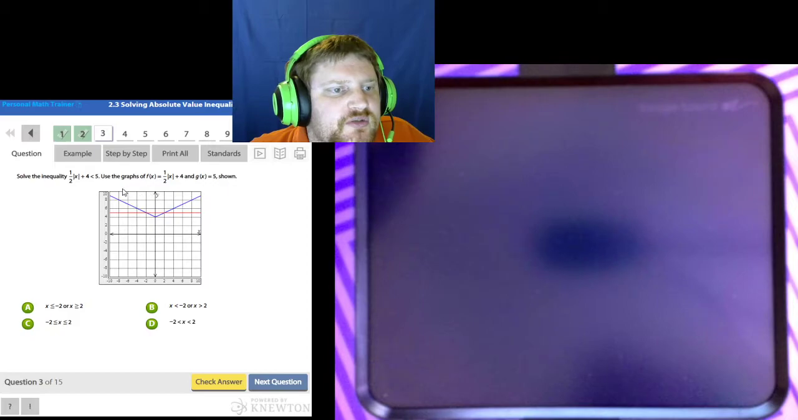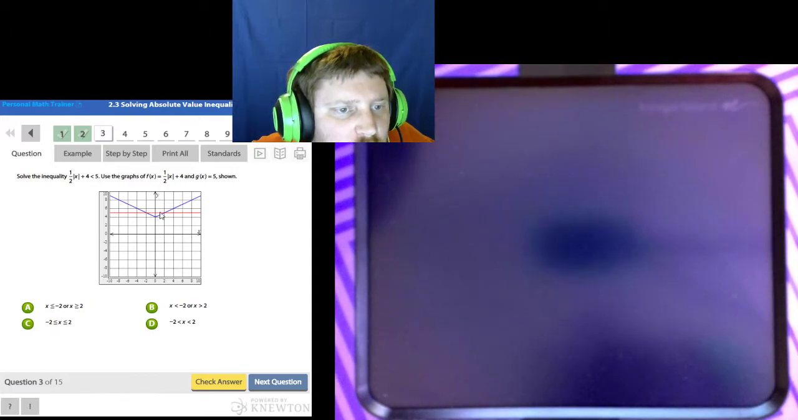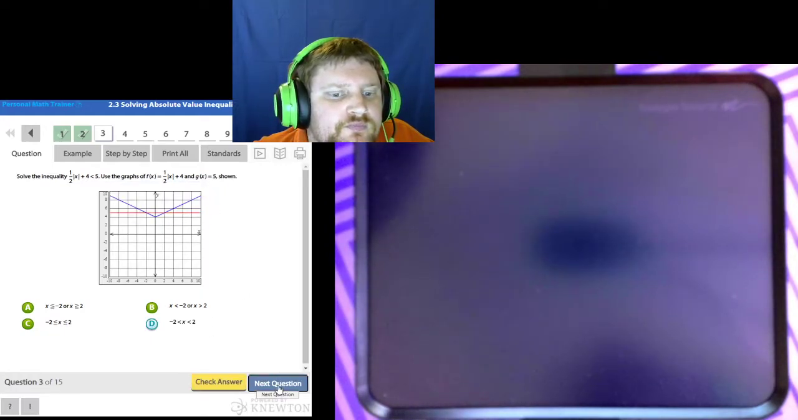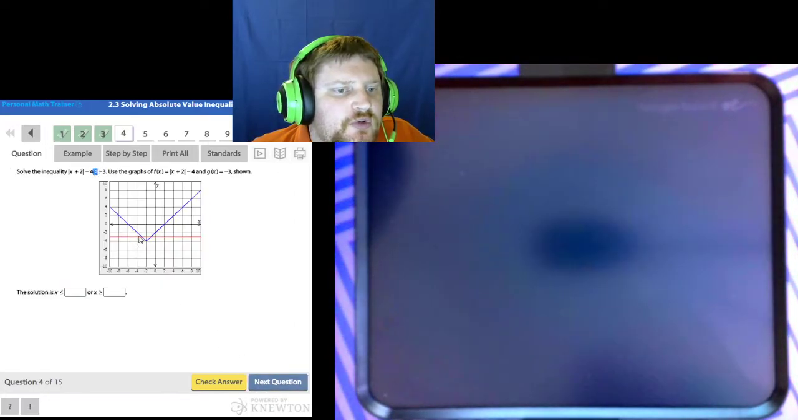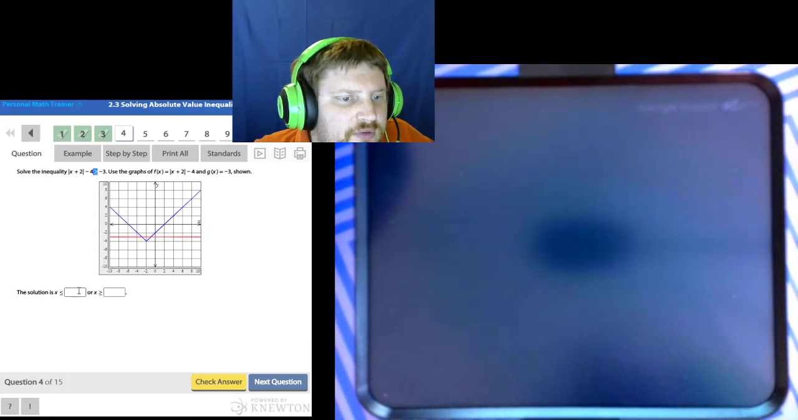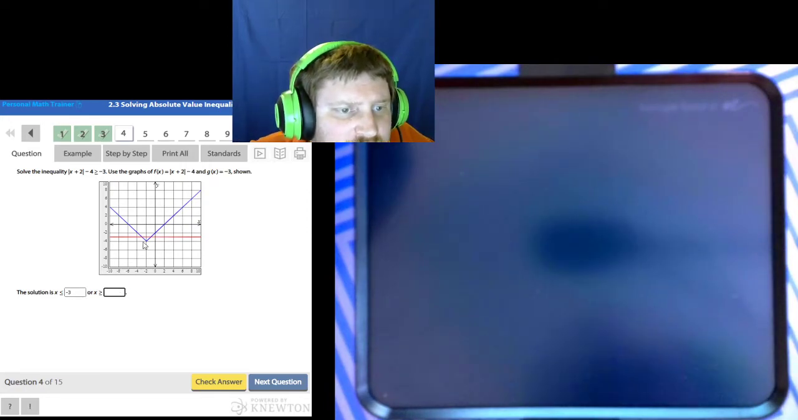Solve this inequality using these graphs, where the absolute value of x is less than 5. So we're looking for where they cross, and we're looking for when it's below. So we're looking for in between in this case. Looks like negative 2 to 2, and no equal to. So negative 2 to 2. Number 4. This time we are greater than, so we're looking at the outside. The solution is when x is less than or equal to negative 3, or when x is greater than or equal to negative 1.